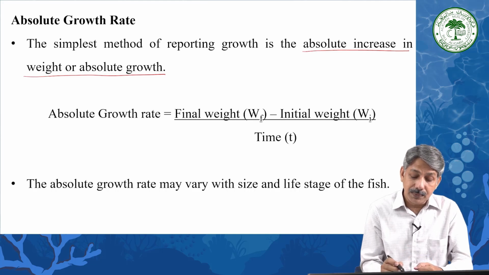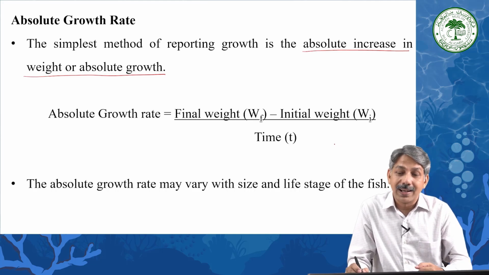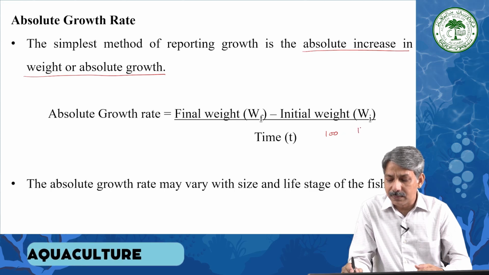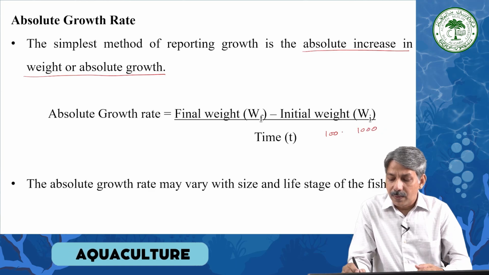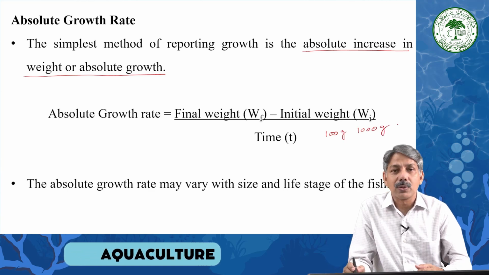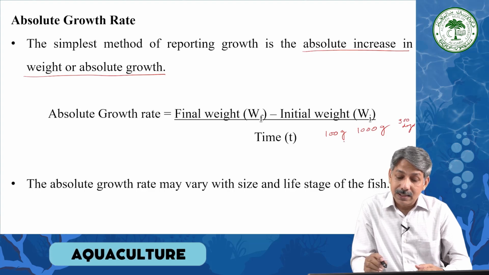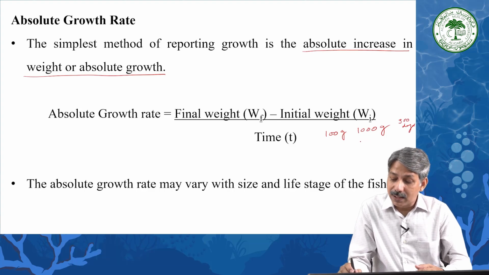For example, if you have stocked 100-gram fish, initial weight is 100 grams, and it has reached, say, a final weight of 1000 grams. 100 grams was the initial weight, 1000 grams is the final weight, over a period of, say, 300 days. Then the difference in weight will be 1000 minus 100, that will be 900, over 300 days. So that will come to 3.